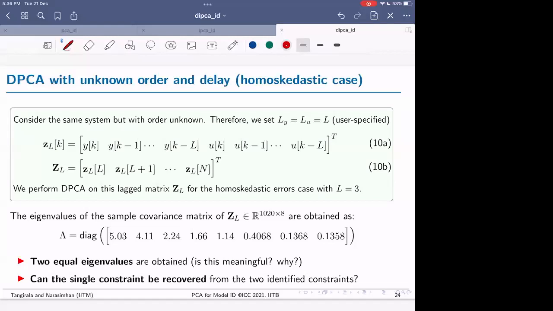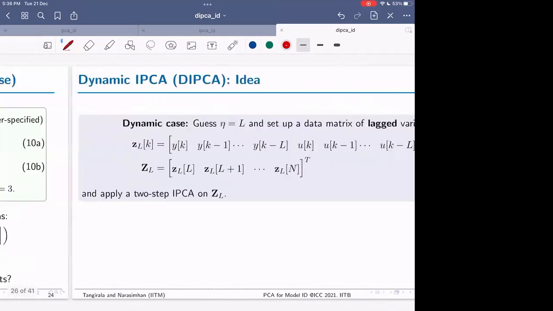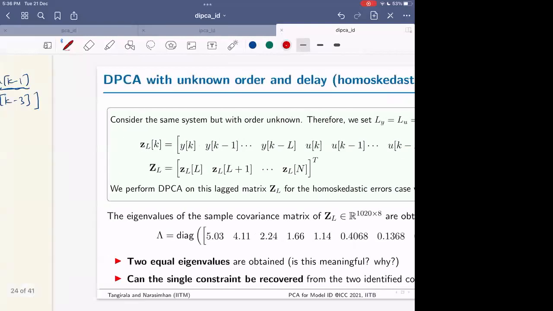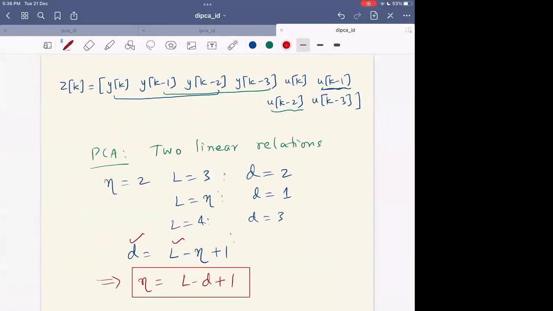But later on, we realized that such a rotation is not required, and there is a simpler way of dealing with it. And the answer lies in what I derived just now. So I derived an expression for eta. So now you have the gold mine, which is eta. So if I give you eta, how will you go and identify the single constraint?